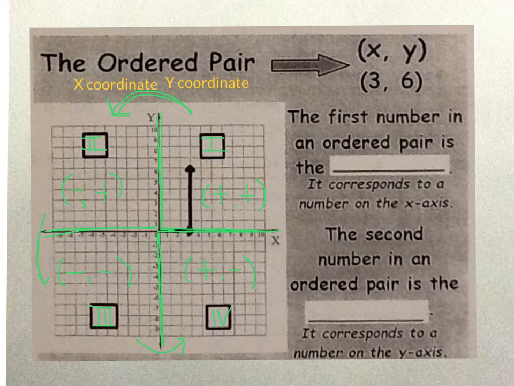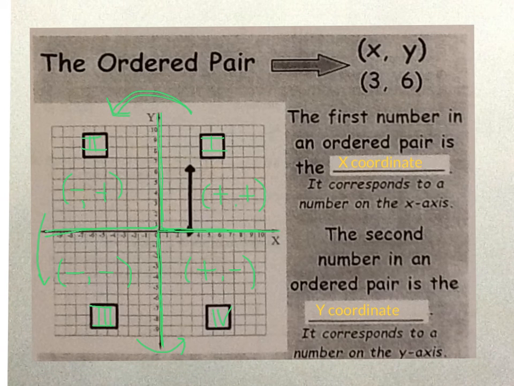So in order to graph, you have to have a set of ordered pairs. The first number in an ordered pair is the x-coordinate. Please write that in your booklet. It corresponds to a number on the x-axis. The second number in an ordered pair is the y-coordinate, and that corresponds to the number on the y-axis. And if you notice, the ordered pairs are written in parentheses. So again, the first number is the x-coordinate, and the second one is the y-coordinate.